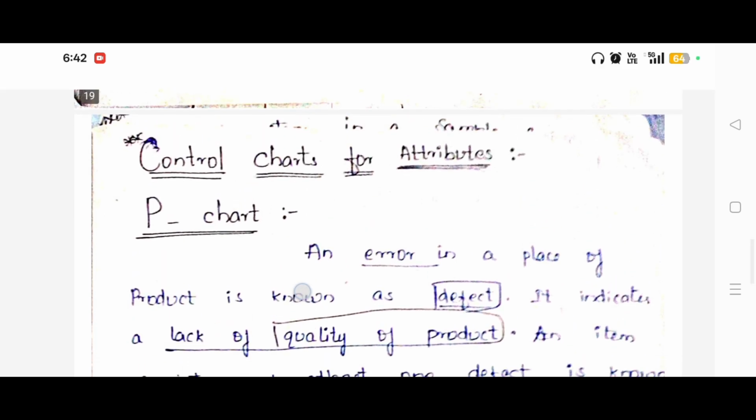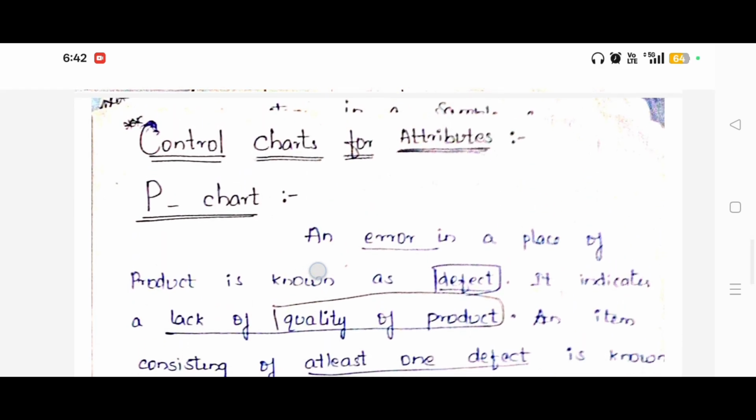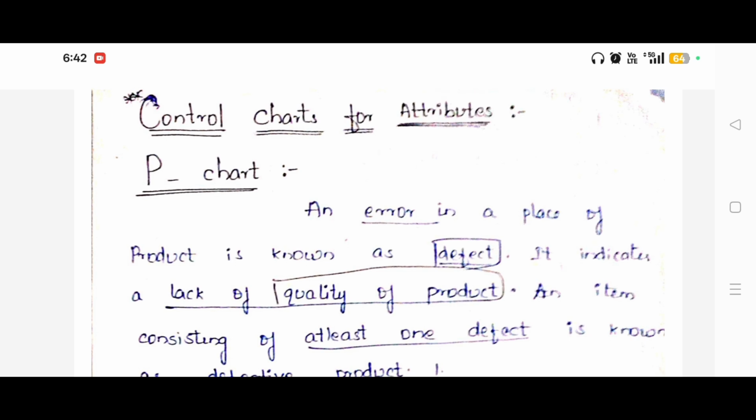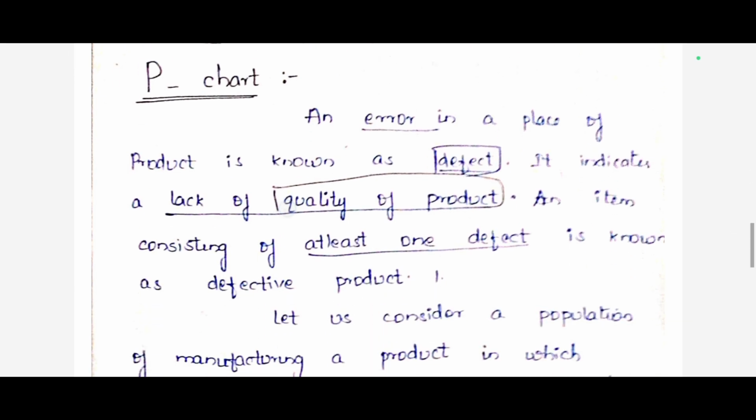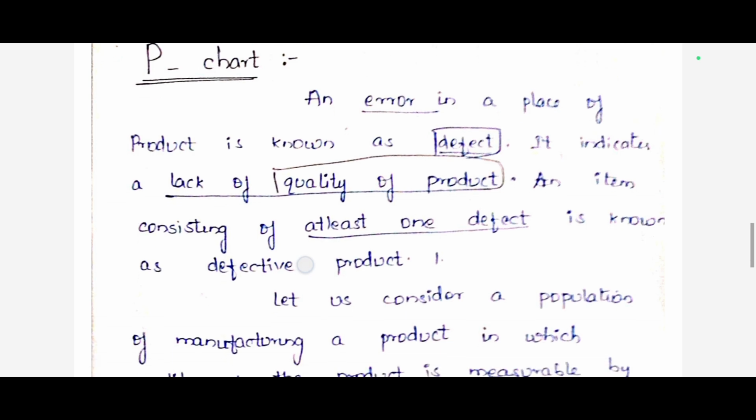Now, in this class, we are going to discuss control charts for attributes. First of all, we are going to see the P chart. An error in any place of a product is known as a defect. A defect indicates a lack of quality of the product. An item consisting of at least one defect is known as a defective product.